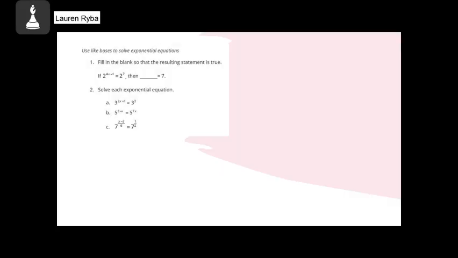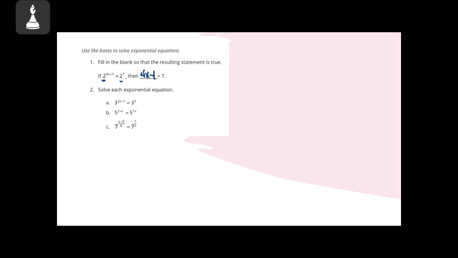This first part is going to talk about using like bases to solve exponential equations. And we have looked at a few of these. So when our bases are the same, then the exponents have to be equal to each other. So when I look here, it says if 2 to the 4x minus 1 equals 2 to the 7, well, we have like bases, so that means their exponents, 4x minus 1, has to equal 7, and then we could solve that to find the answer.